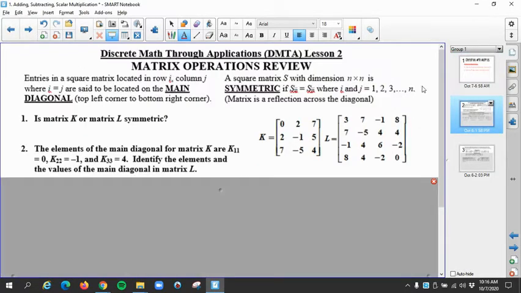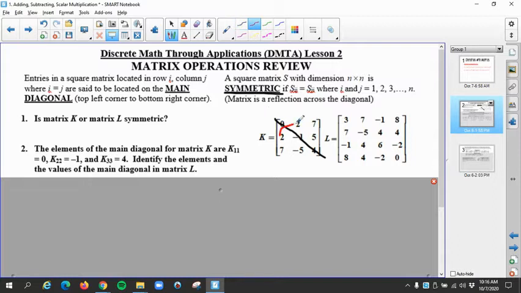Before we get to that, let's first talk about whether or not a matrix is symmetric. What symmetric means is it's going to be the same on the left as it is on the right. So what I do is I first start by drawing a diagonal. Well, let's look at matrix K and matrix L. I'm going to draw a diagonal in matrix K and see if my elements are symmetric. So I'm going to look at my elements that are diagonal from each other.